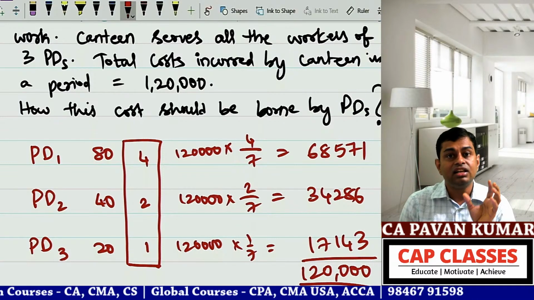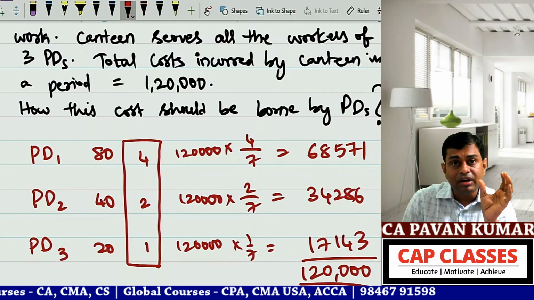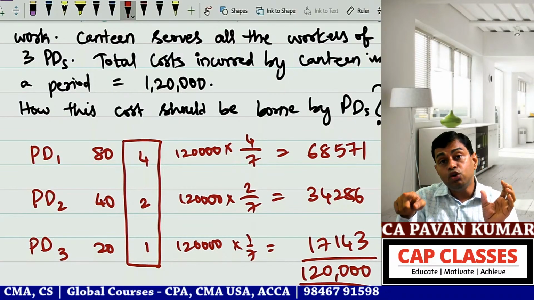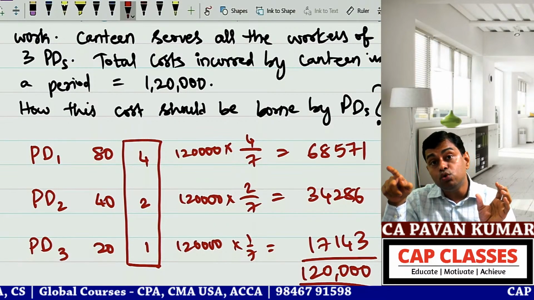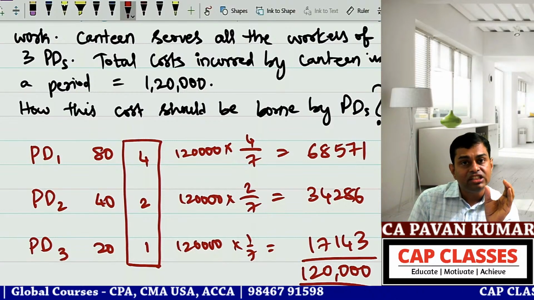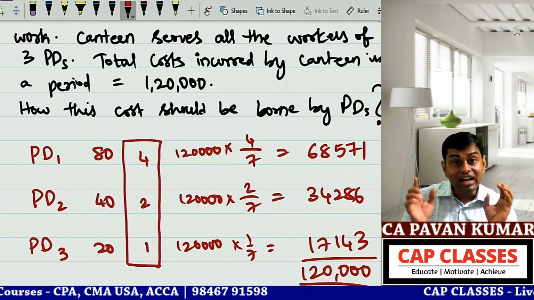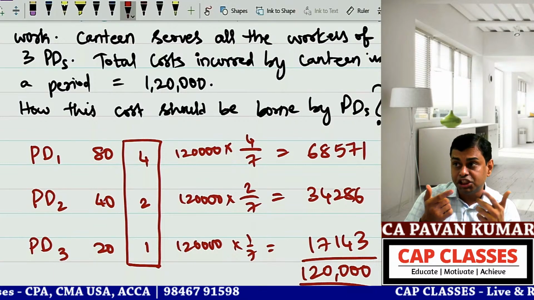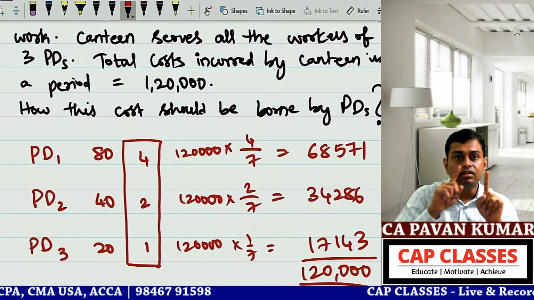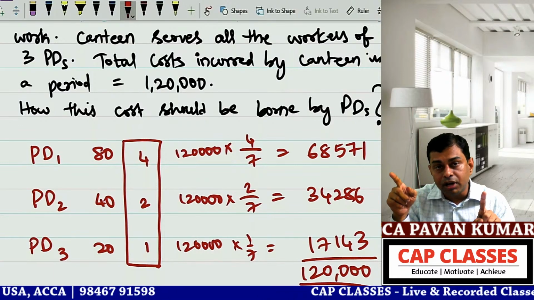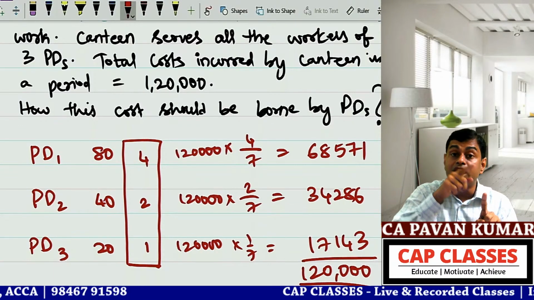Second situation is one service department, SD1, renders services to PD1, PD2, and SD2 also. That means one service department is rendering service to another service department, but it is not receiving services. This is situation 3. This will render service to the other service department, and the other service department will render service to this service department, making it a loop.